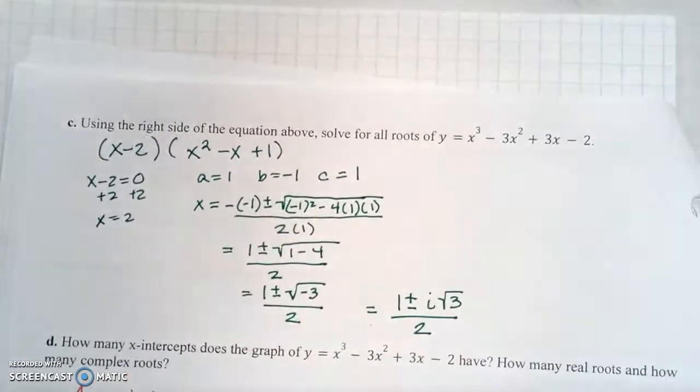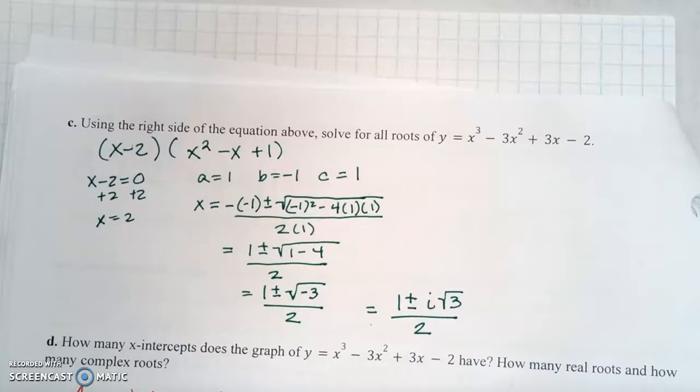All right, so at the top of page 21, we're going to take that same polynomial, and they want us, using the right side of the equation, to solve for all the roots of the x cubed minus 2x squared plus 3x. This is the same one we just saw on the last page, right? They already gave us the x minus 2. That one's easy to solve for. You just add 2 to both sides and you get x equals 2.